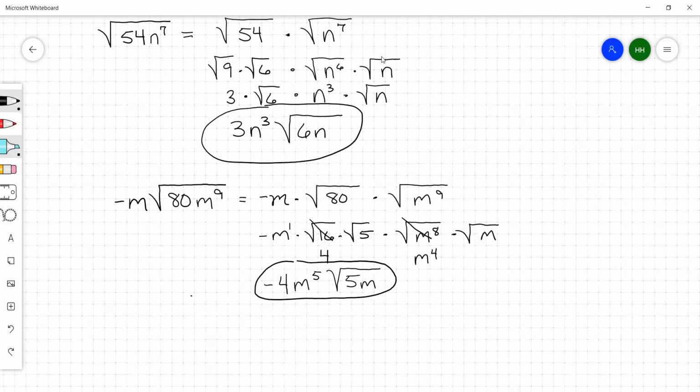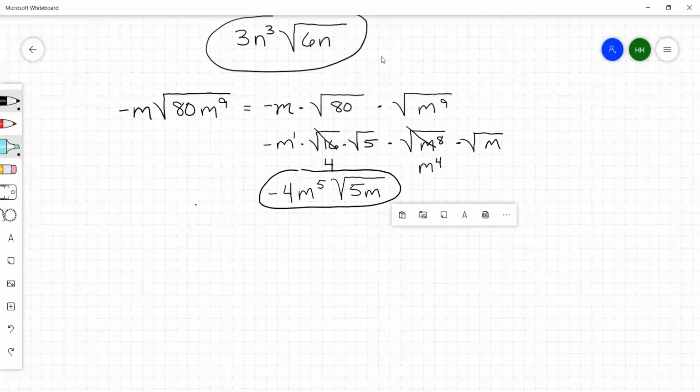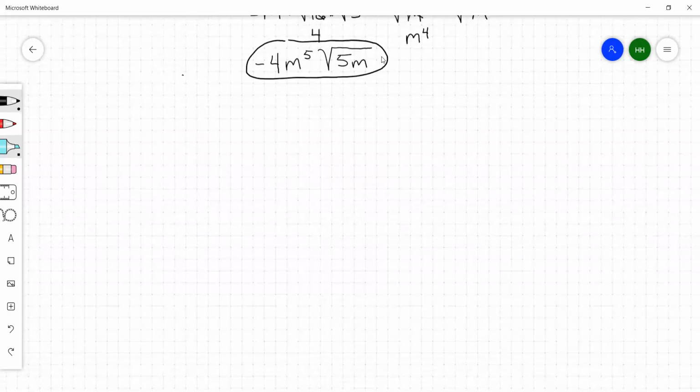All right, so any questions on simplifying either of those two? All right, then the last type of problem you're going to see today will look like this. We got a 2 times the square root of 7t times 3 times the square root of 14t squared.